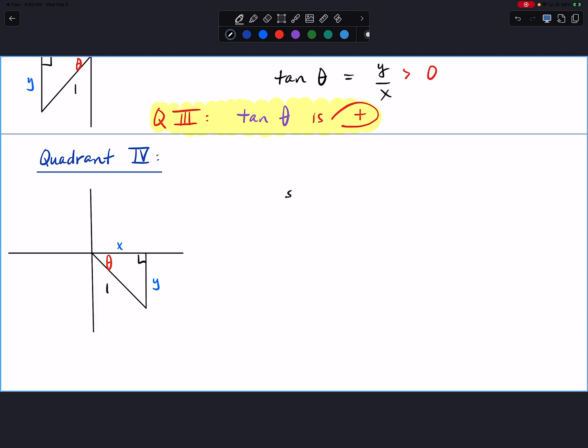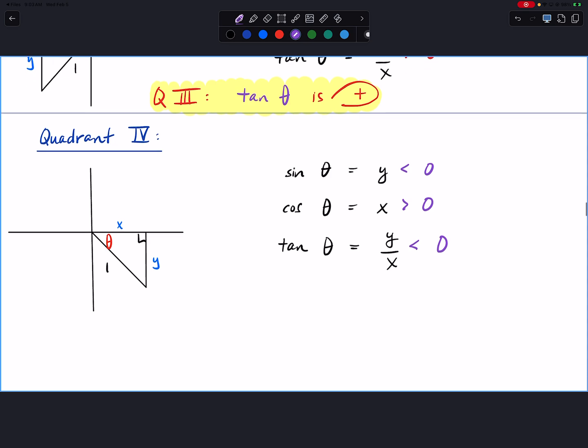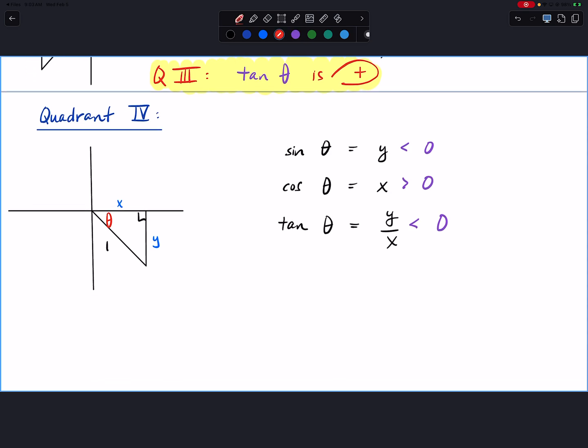So here, sine of theta is y, and it's negative. Cosine of theta is x, and x is positive here. Tangent of theta is y over x, and since the signs are different, it's going to be negative. So our takeaway here is in quadrant 4, that cosine of theta is positive.